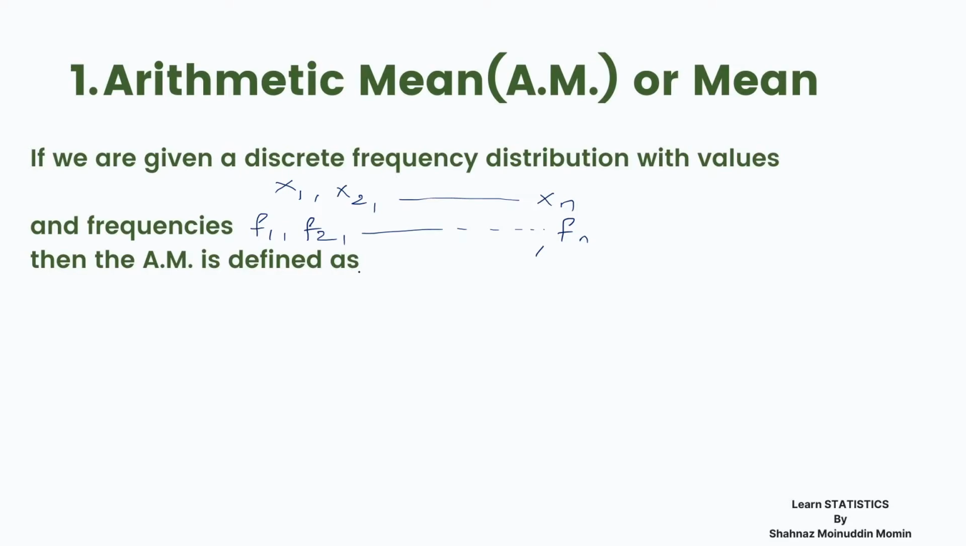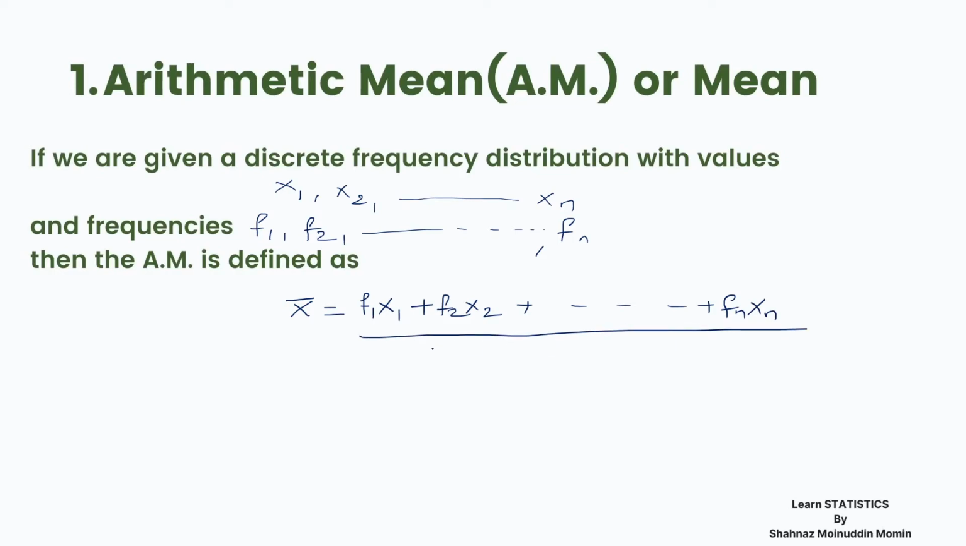Then the arithmetic mean is defined as x bar equal to: multiply the frequency with its value and then add, f1 x1 plus f2 x2 plus dot dot dot plus fn xn, divided by the total number of values, f1 plus f2 plus dot dot fn.